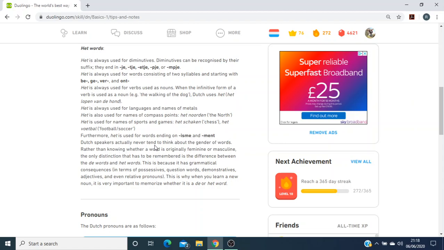Dutch speakers actually never tend to think about the genders of words. Rather than knowing whether a word is originally feminine or masculine, the only distinction that has to be remembered is the difference between de words and het words. This is because it has grammatical consequences in terms of possessives, question words, demonstratives, adjectives, and even relative pronouns. This is why when you learn a new noun, it's very important to memorize whether it's de or het.